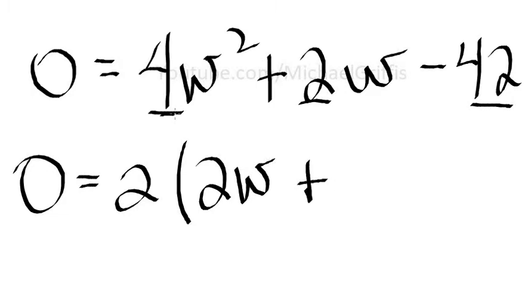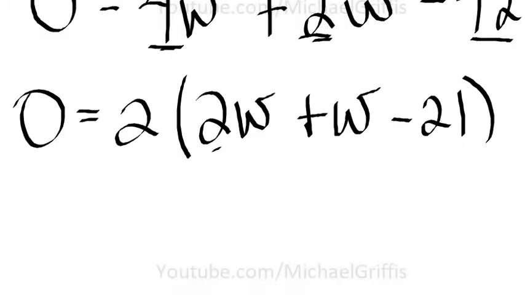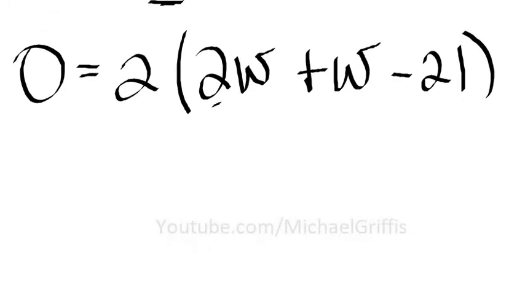Right, so 2 goes into 4 2 times, 2 goes into 2 1 time, but we're just going to write W. And then 2 goes into 42 21 times. All right. So now what we want to do is factor this.